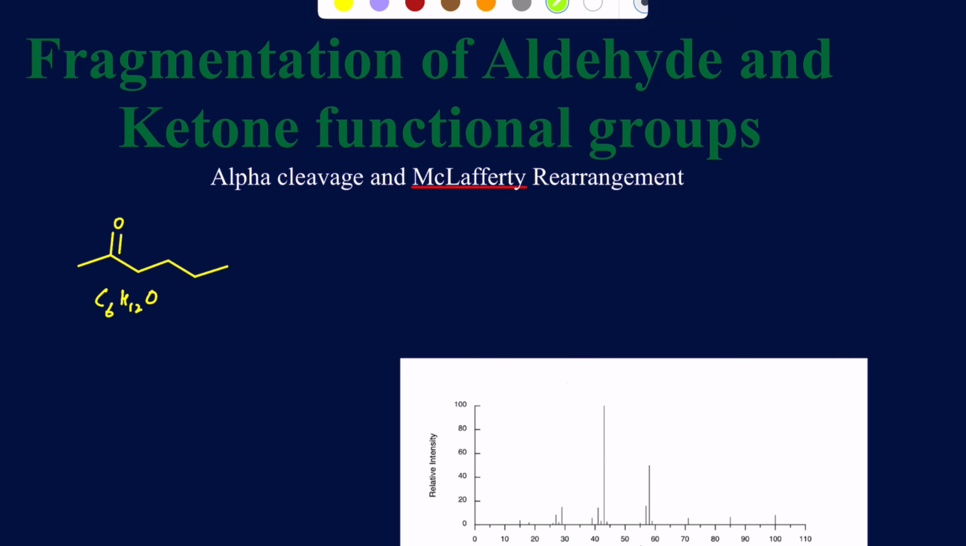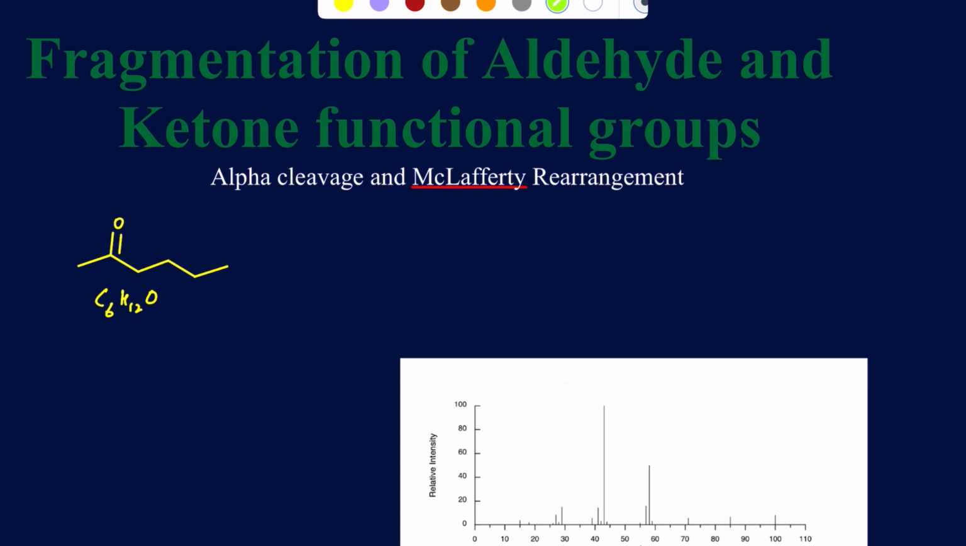In this video, I'll talk about two of the most common fragmentations that take place in aldehyde and ketone functional groups when we run a mass spectrum. Two of the most common ones are the alpha cleavage and the McLafferty rearrangement. I'll talk about how you see the alpha cleavage, and when you can possibly see the McLafferty. You're not going to be able to see the McLafferty all the time, but we'll talk about that in a minute.